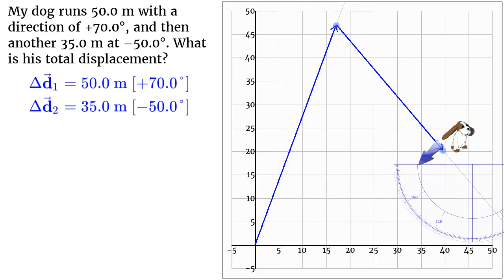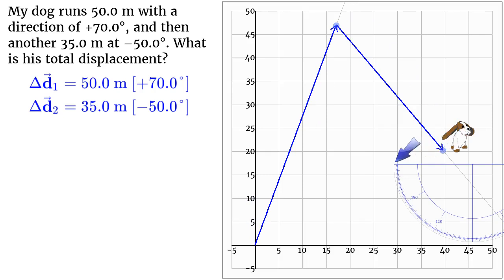Now we want to know what the dog's total displacement is. So you might be inclined just to take the 50 meters and the 35 meters and add them together and say that the dog moved 85 meters. Well, that 85 meters, that's the distance that the dog traveled, right? 50 meters, and then another 35 meters is 85 meters. But displacement is different than distance.